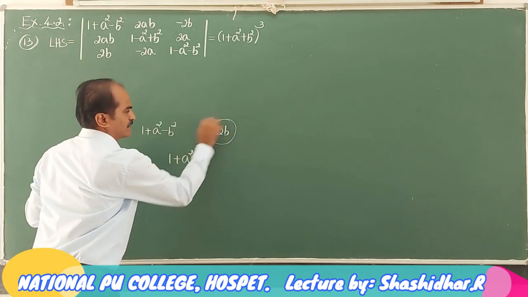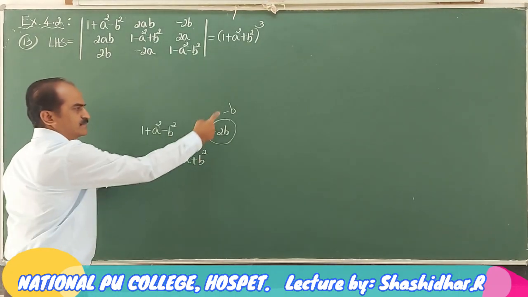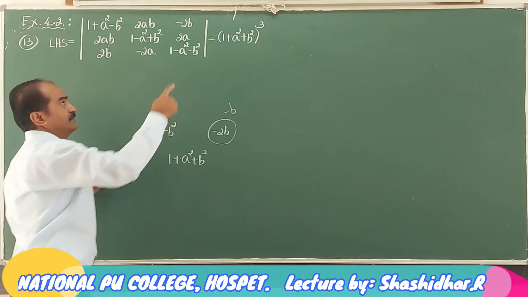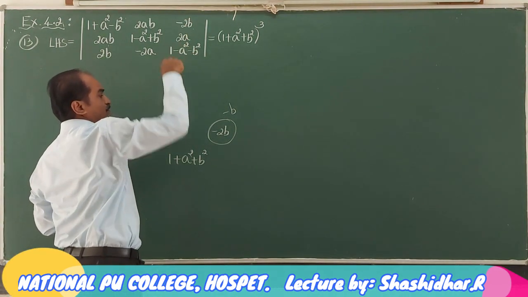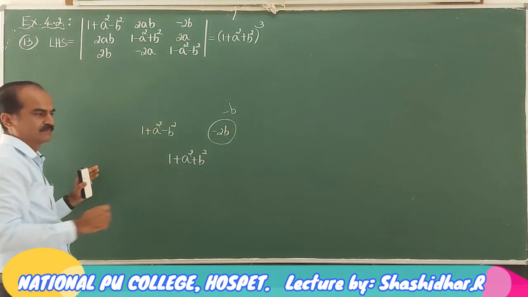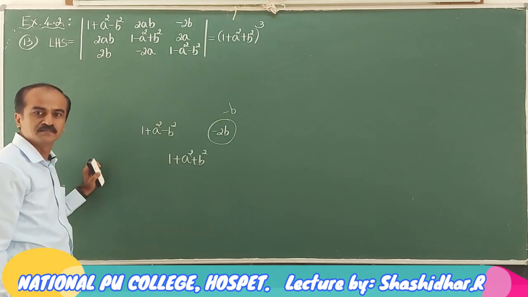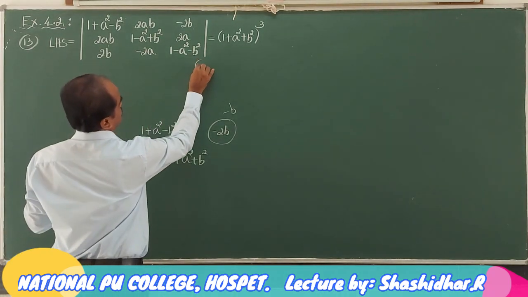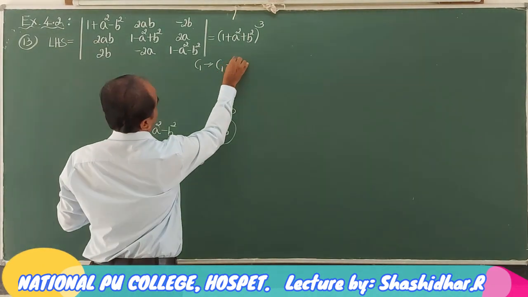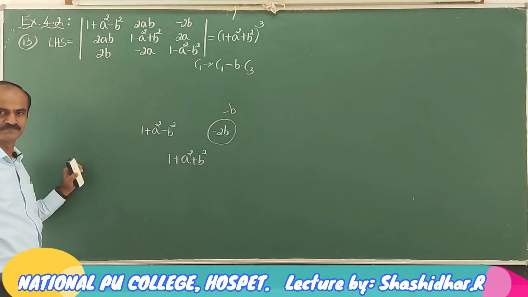I multiply this with minus b. What does it become? Plus 2b square. That is, I am multiplying the elements of column 3 by minus b, then adding it to the first column. When 2b square is added to this, what are you going to get? Definitely 1 plus a square plus b square. So the idea is C1 changes to C1 minus b times of C3. I hope you get it.